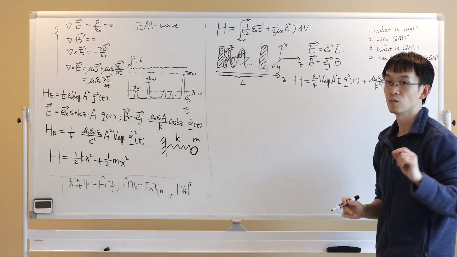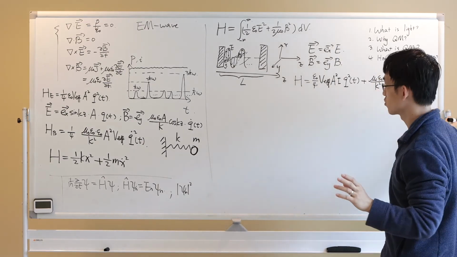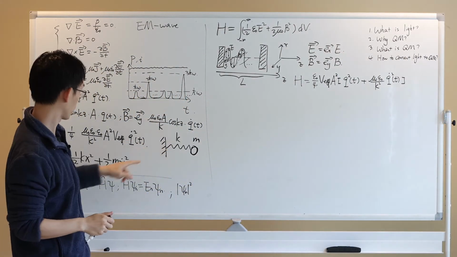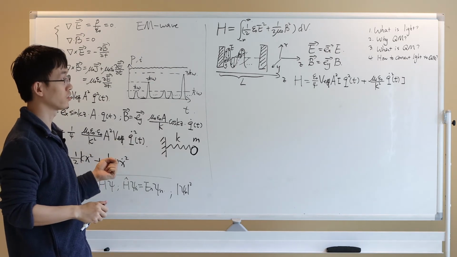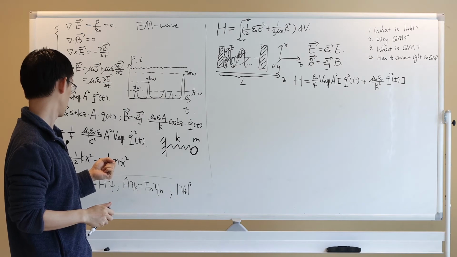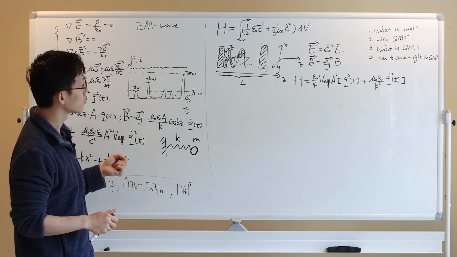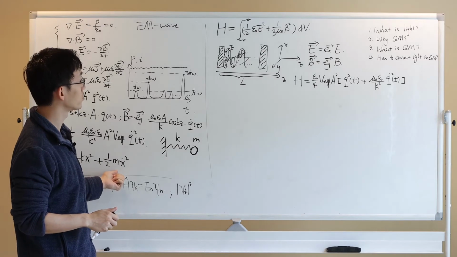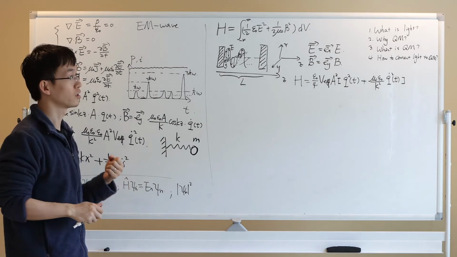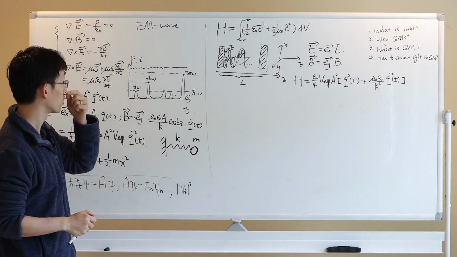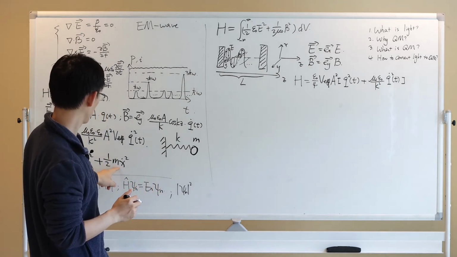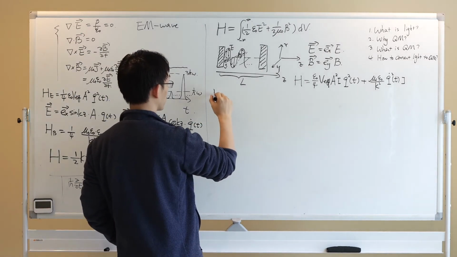Okay, so let's leave it here this way, and then let's write down the Hamiltonian, the energy, for the harmonic oscillator, which is here, but let's convert it into a function that we are more familiar with.